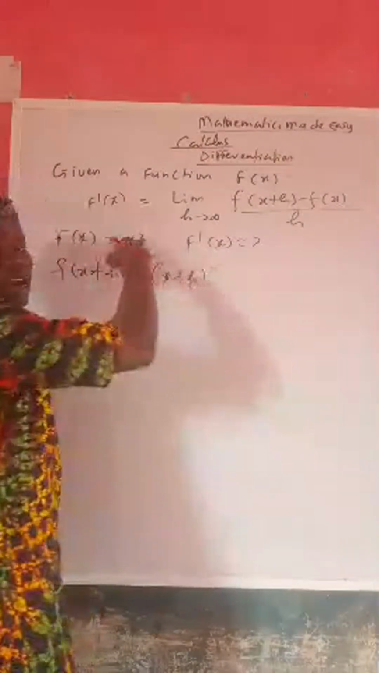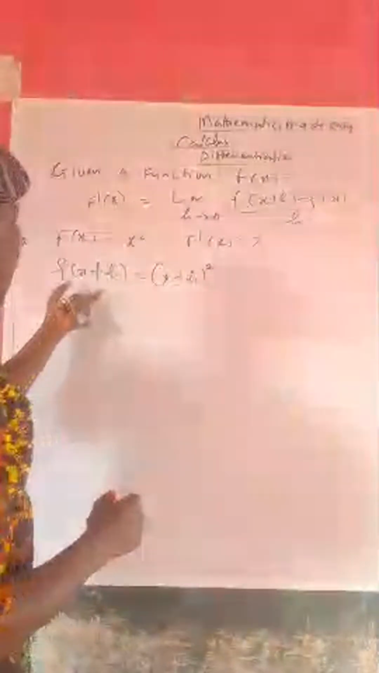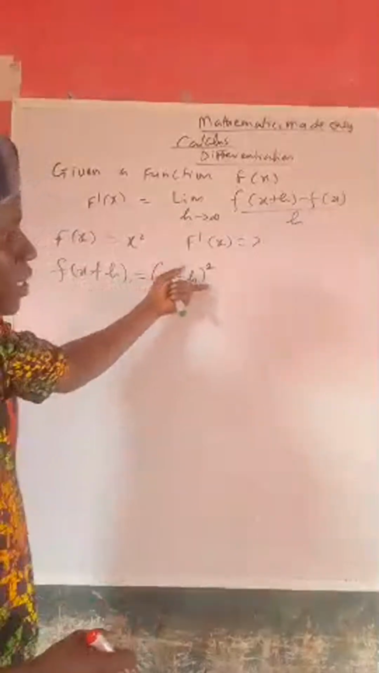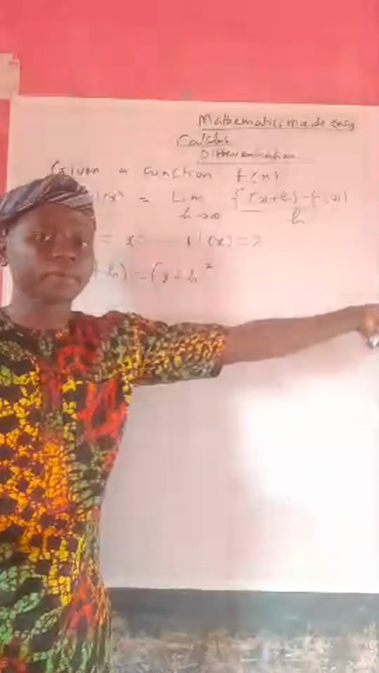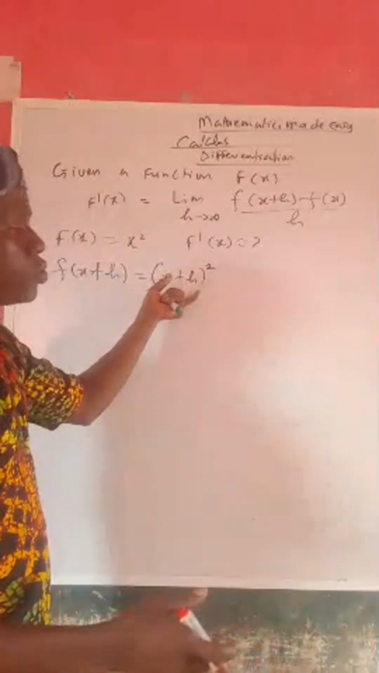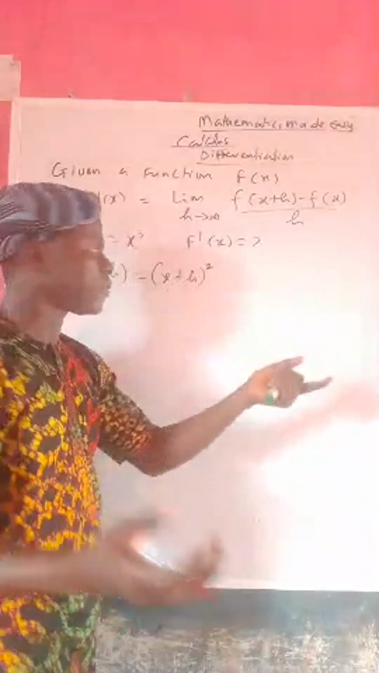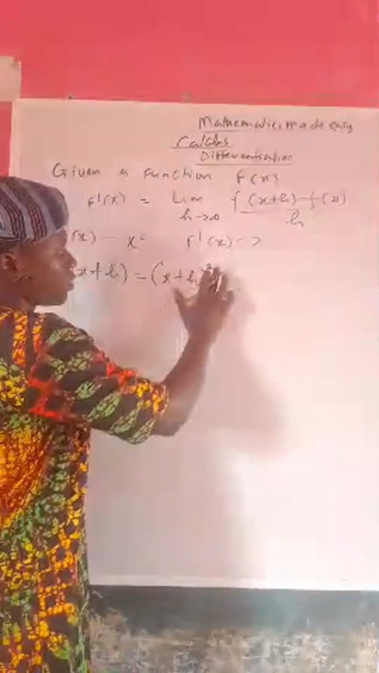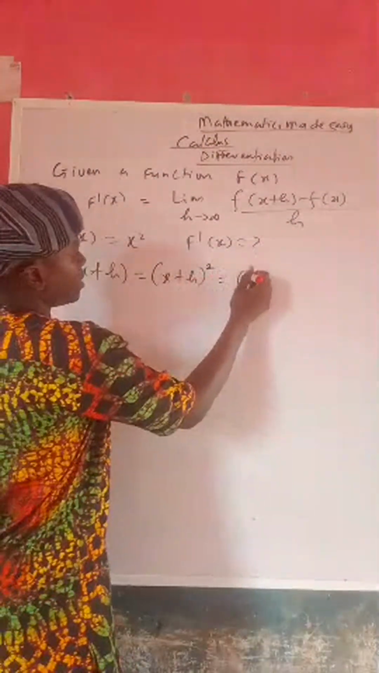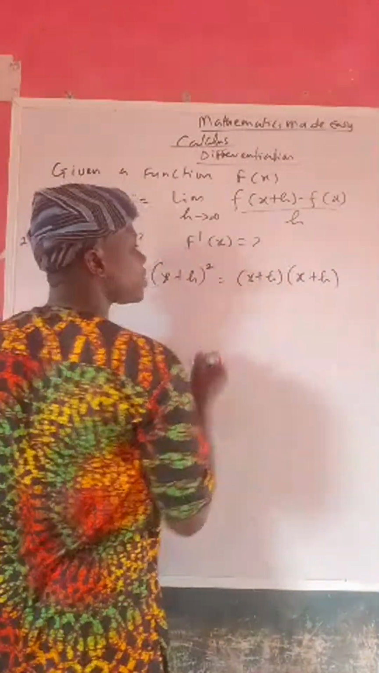Then you raise it to the second power. So f of x plus h equals x plus h to the second power. Then what are you going to do next? What you have to do is to expand this expression. So how do you expand? X plus h to the second power means x plus h, multiplied by x plus h.